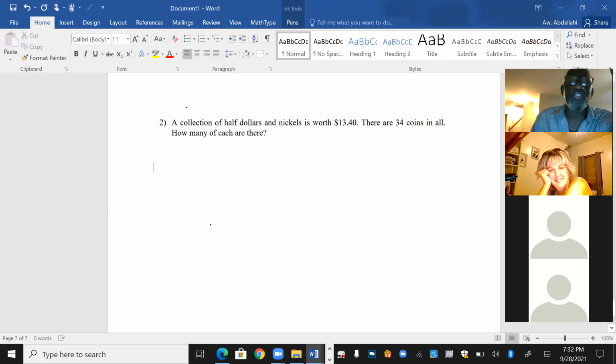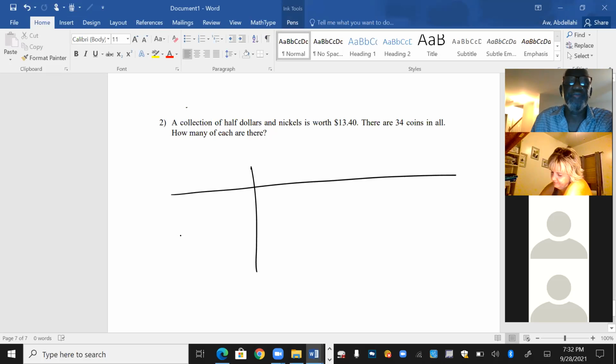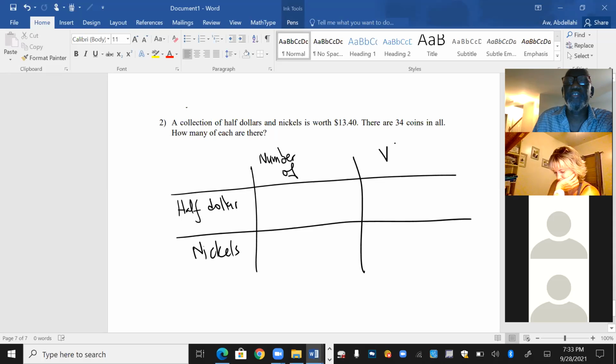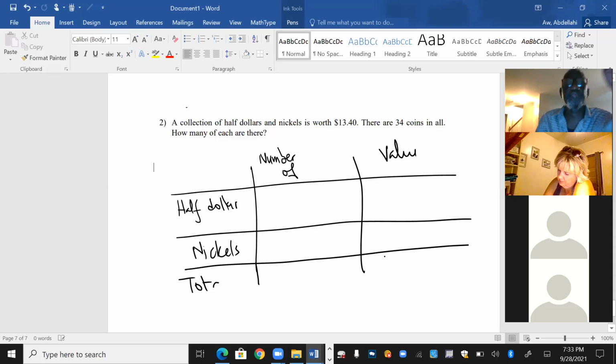So now you have to do your table like this. Here you have $50, and here you have nickels. Here's the number of coins, here you have the value, and here, the last row, you have the total.